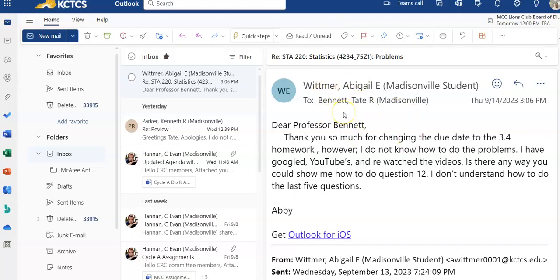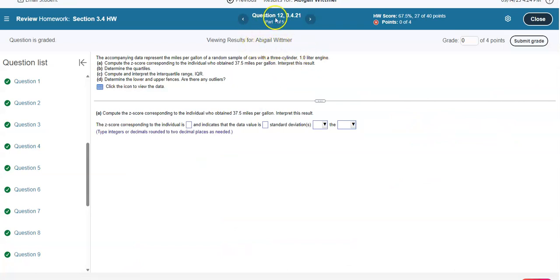Okay, I received your email asking about number 12, section 3.4. So I opened it up, number 12, 3.4 here, and you're given the data and you're asked to compute the z-score corresponding to the individual who scored 37.5 and interpret this result. So we want to get the z-score and interpret the result here.